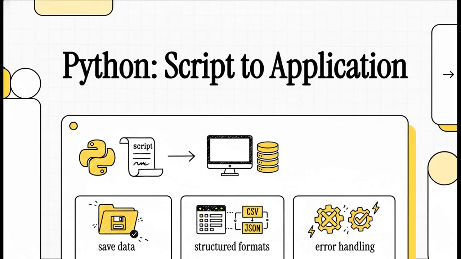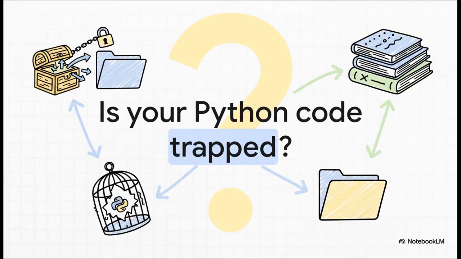Let's jump in. You know that feeling, right? You write this really cool script, maybe a to-do list or something, and it works great. But then you close it, and everything you did is gone. Poof! Vanished. That's because it was all living in what's called volatile memory, a temporary workspace that gets totally wiped clean. Your code is effectively trapped, and today, we're going to set it free.